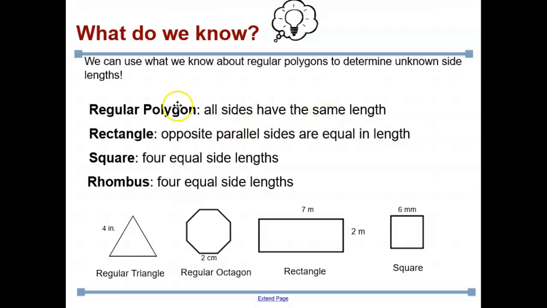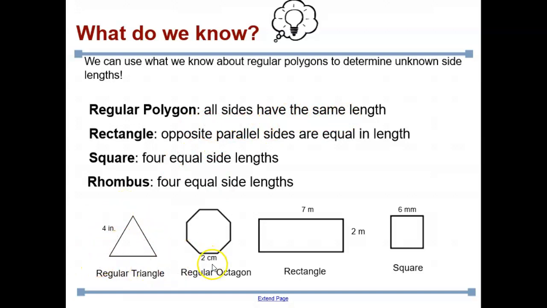We also learned about rectangles, and we know for rectangles the opposite parallel sides are equal, and squares and rhombuses all have 4 sides with an equal length. So I know you're really good at this, but I just wanted to review. For this regular triangle, if this side length were 4 inches, what would the 2 remaining side lengths be and why? Precisely, they would also be 4 inches because all sides have the same length because it's a regular triangle.